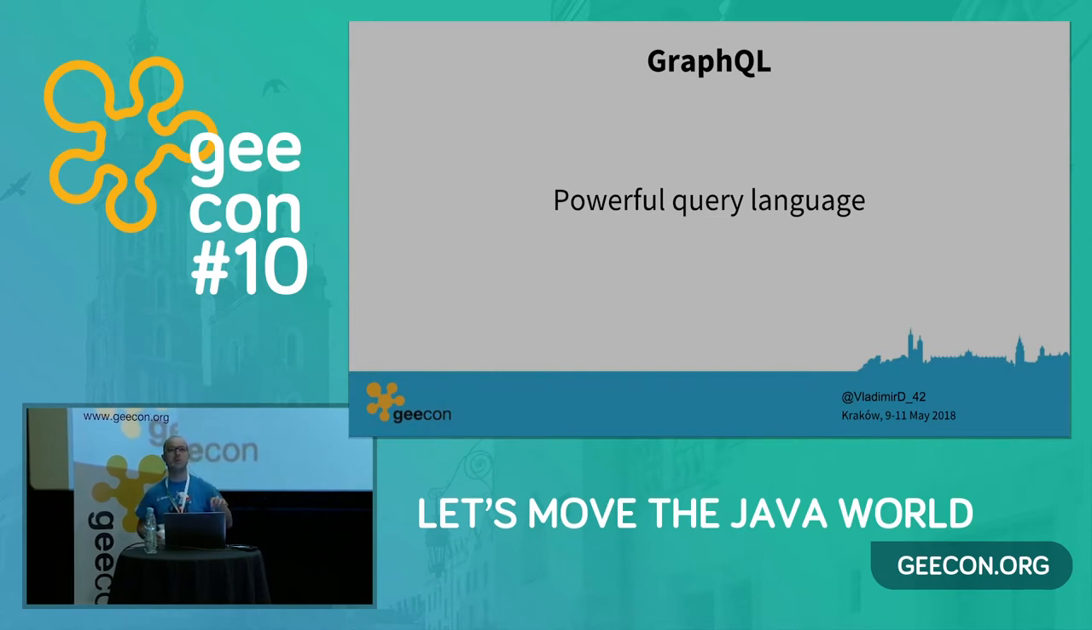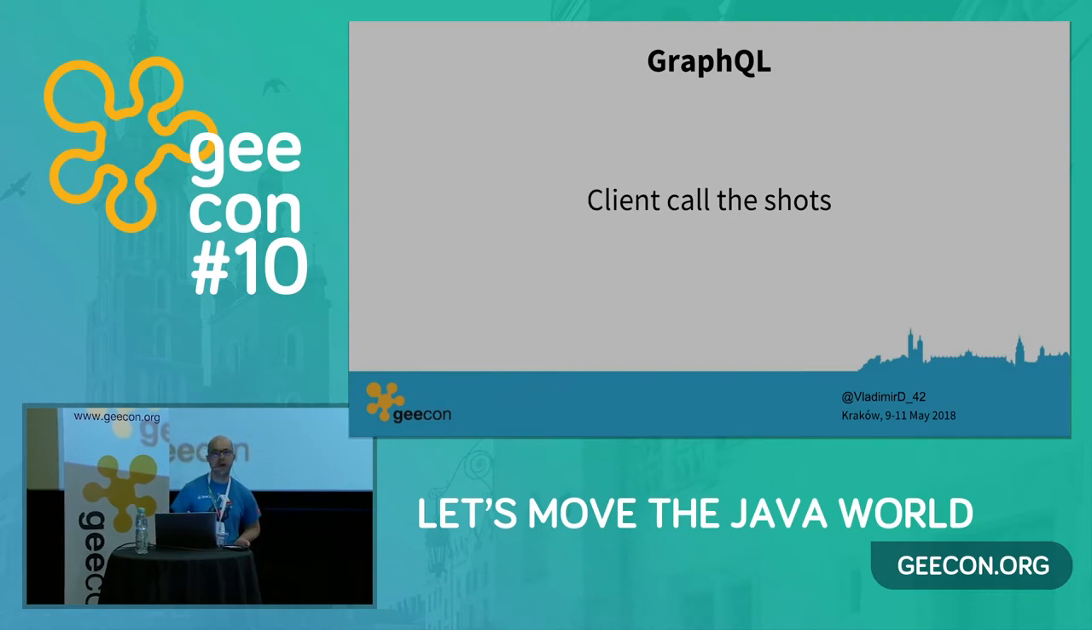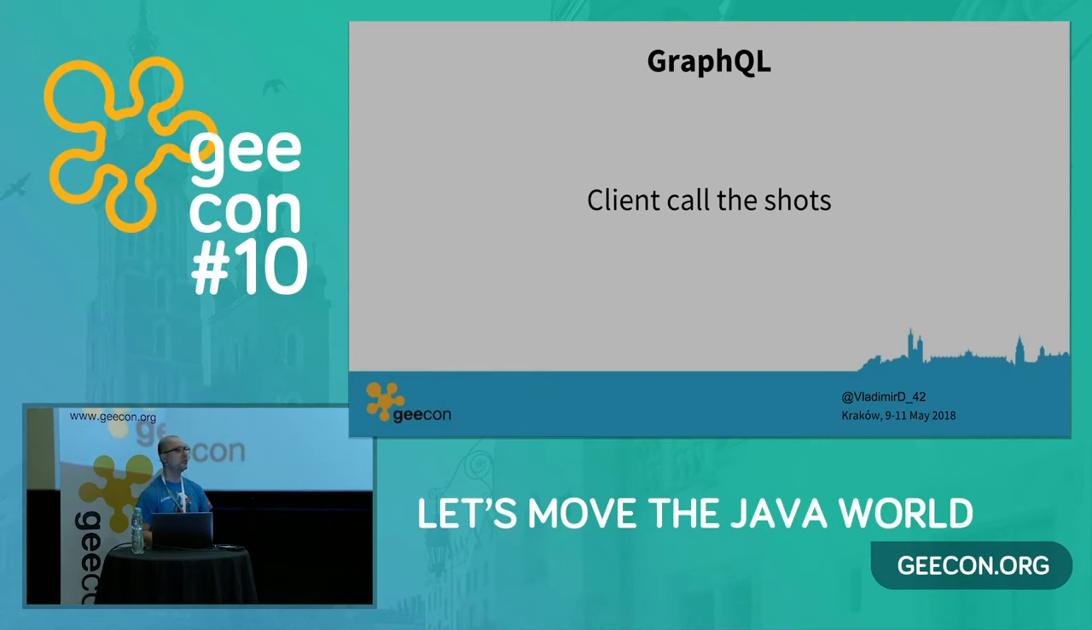It is extremely powerful, and this is one of the big differences compared to traditional REST APIs. Because of all this craziness that users can do, the client also calls the shots. Because if you remember, in traditional REST API, we basically said, okay, these are the endpoints that you can call, this is the way you can call them, and this is how the response will look. So we were in full control. We knew exactly where the users can go, how they can go, from which piece of the code they can go, what they are going to do.